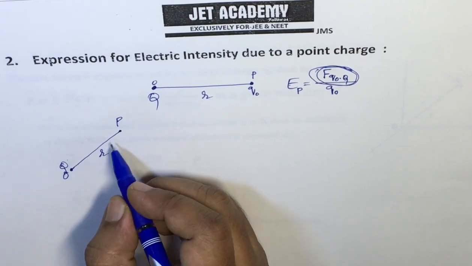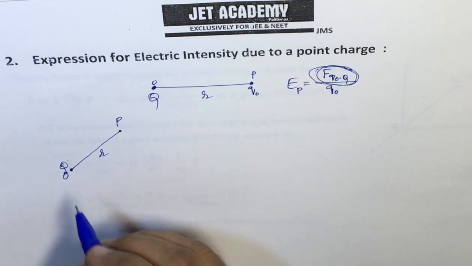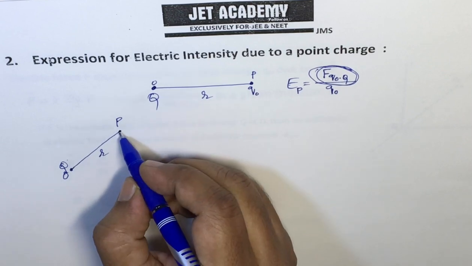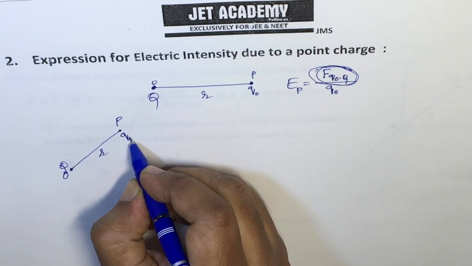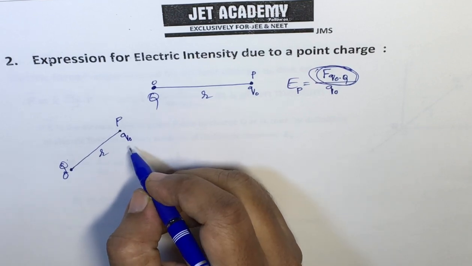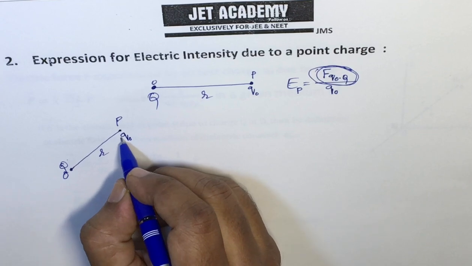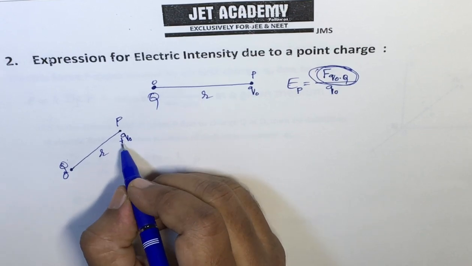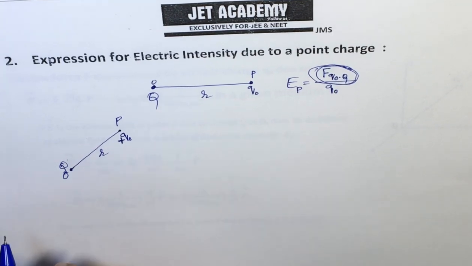To find the electric intensity at P due to the source charge Q present at the point O, I have to keep a test charge at this point. Let the test charge be of any magnitude, but it should be very small. It is going to be Q naught. For convention, I am going to keep a positive test charge.